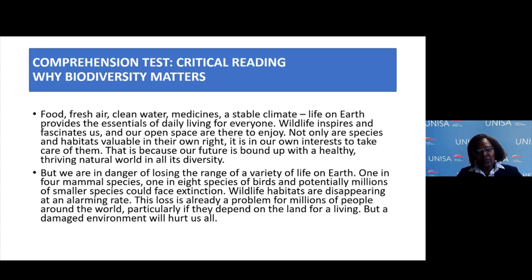But we are in danger of losing the variety of life on Earth. One in four mammal species, one in eight species of birds, and potentially millions of smaller species could face extinction. Wildlife habitats are disappearing at an alarming rate. This loss is already a problem for millions of people around the world, particularly if they depend on the land for a living. A damaged environment will hurt us all.